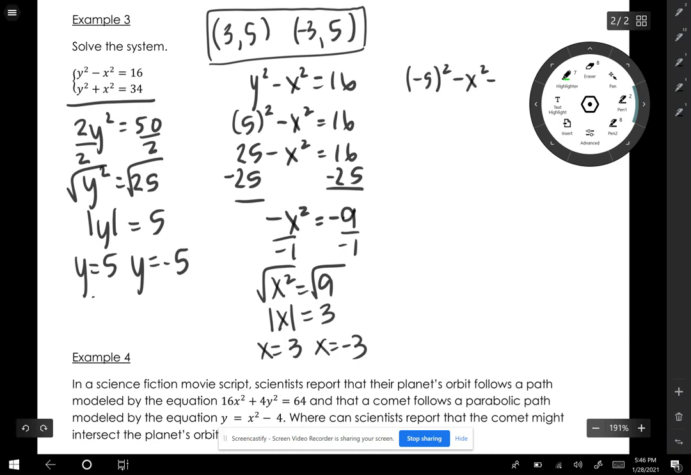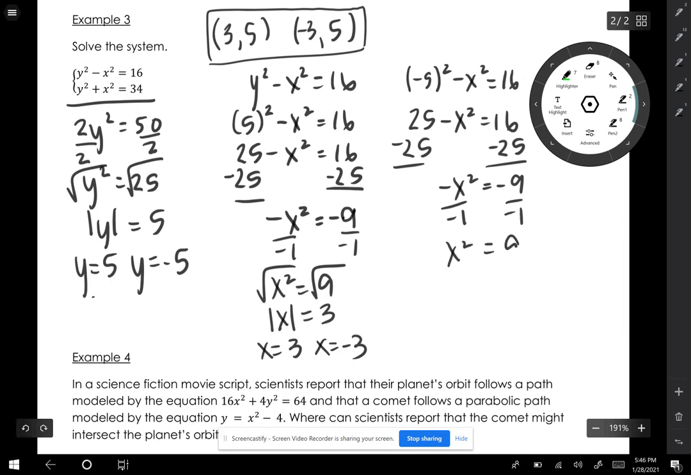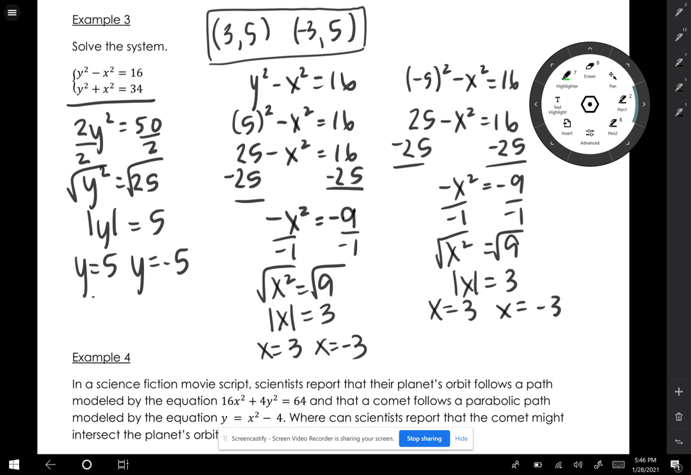-5 squared minus x squared equals 16. 25 minus x squared equals 16. Subtract that 25 again. I get -x squared equals -9 again. Divide by -1. X squared equals 9. Square root both sides, you get the absolute value of x equals 3, which means again you get two possible answers. So for the y value -5, we have 2 points as well. +3, -5, and -3, -5.